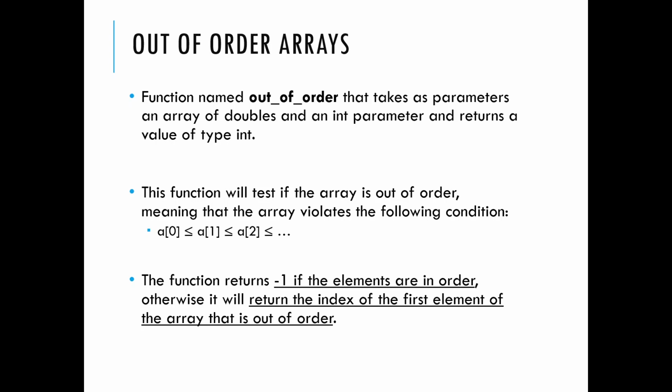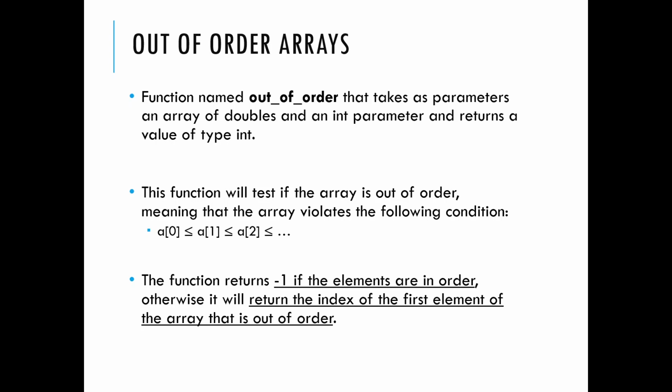So the function is going to be called out of order. It's almost a question mark, but maybe it's index out of order, something like that. Maybe that's a better name for it. You can feel free to change the name if you want. It takes in parameters that are an array of doubles, and an integer, which is the size of the array.